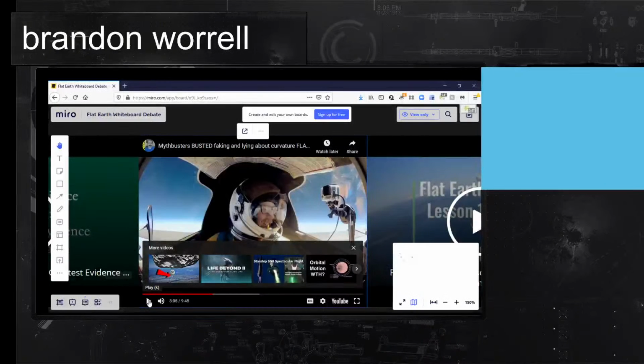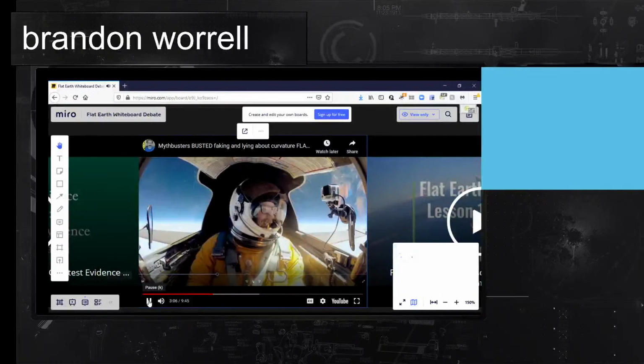Let's continue. The camera that's pointing directly at the horizon is level with the horizon as far as its perspective, as far as its angle, and there's no lens distortion, so it's flat.